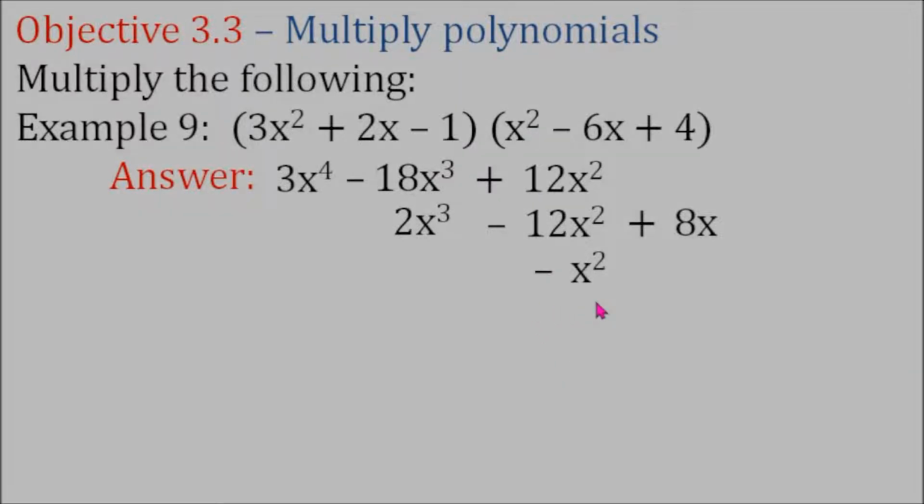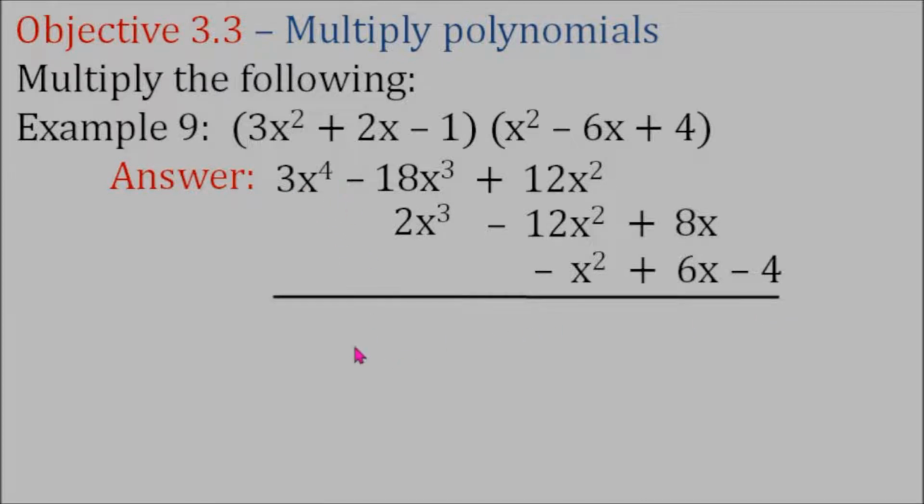I write negative x squared here to align with positive 12x squared and negative 12x squared because they are like terms. Then negative 1 times negative 6x, that's positive 6x. Then negative 1 times 4 is negative 4. Now we are going to collect like terms.